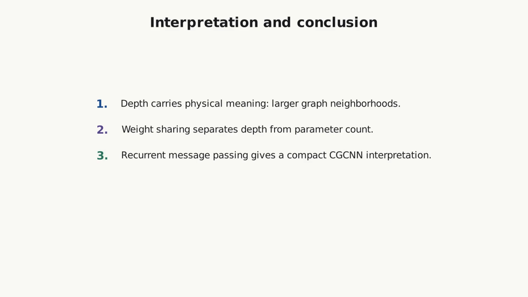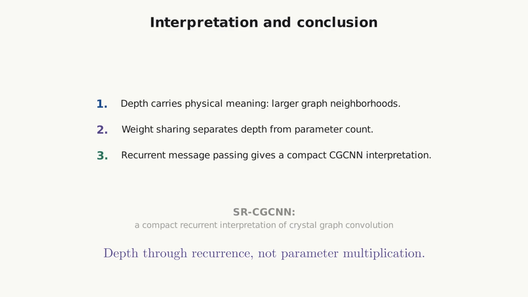This does not make weight sharing universally optimal, and the five-step recurrent model suggests that more recurrence is not automatically better. But the three-step shared SR-CGCNN gives a compact and physically interpretable alternative to a standard stacked architecture. It separates the idea of propagation depth from the growth of independent convolutional parameters. That is the central point: depth through recurrence, not simply through parameter multiplication.